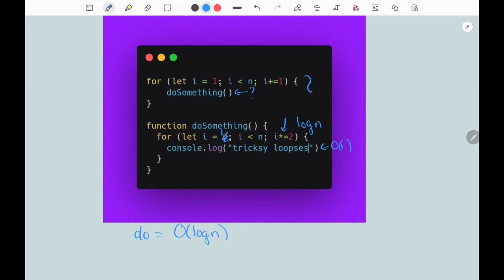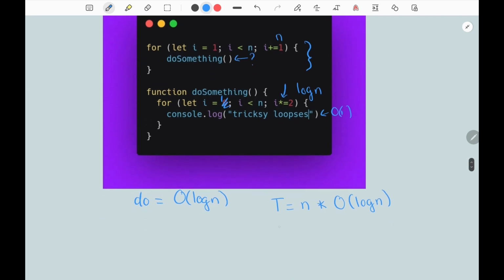What is the running time of this guy? Well, like we said, this is going to run n times, so the run time of this for loop is going to be equal to T equals n times big O of log n. But we consolidate that and we just say the time is equal to big O of n log n.